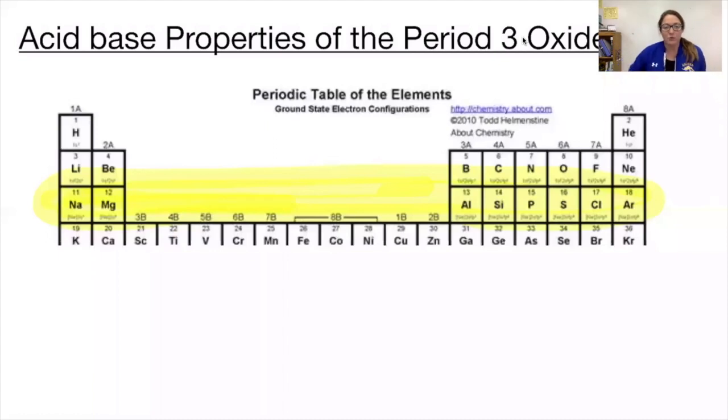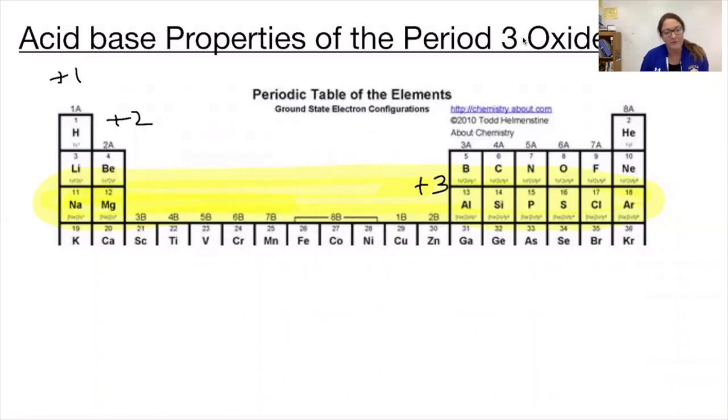It is frequent that you will be asked to either describe the acid-base properties of the period 3 oxides or to write some reactions of period 3 oxides with water to explain how they form acids or bases. So first of all, I highlighted the period 3 elements. In terms of what their oxides are, you can predict what their oxides are in most cases because you know their charge.